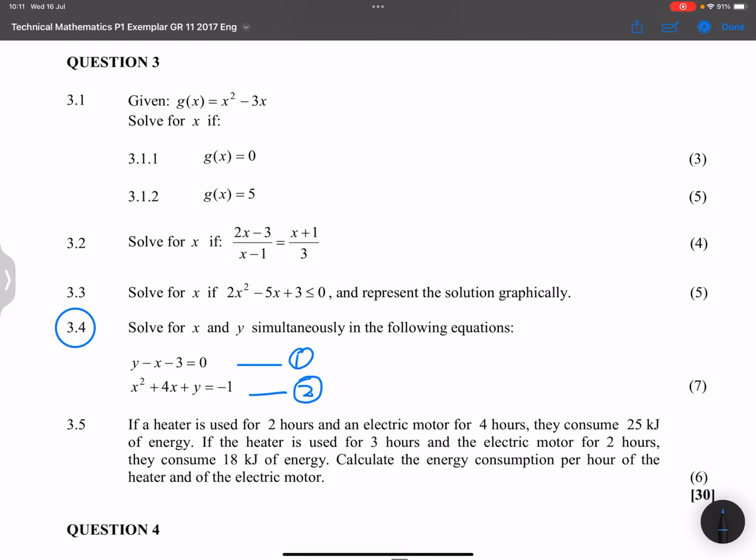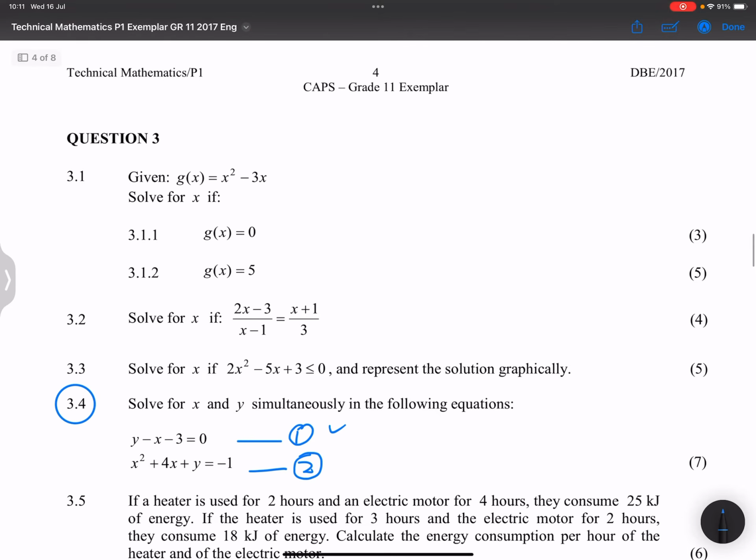So the most important thing is to make one of the variables the subject of the formula. So I'm going to take equation 1 because equation 1 looks a bit simpler than equation 2, right? So let's make one of the variables the subject of the formula. I'm going to make y the subject of the formula. And please try to avoid fractions by all means if it's possible. And please try to also avoid complications, perhaps when you've got squares and so on.